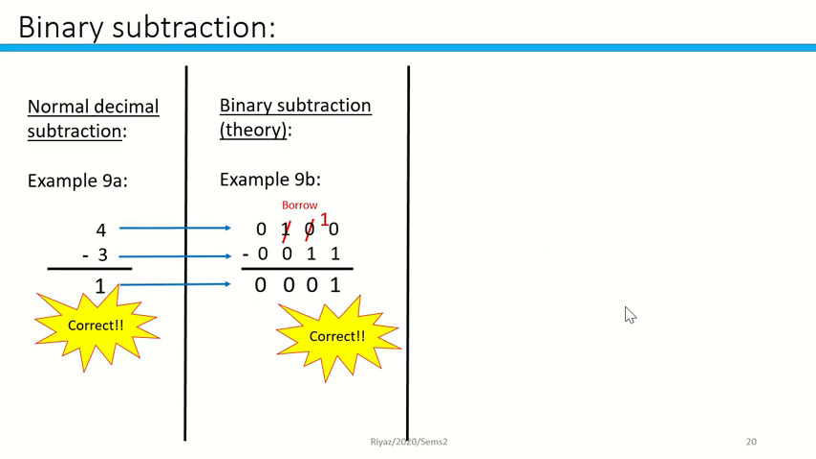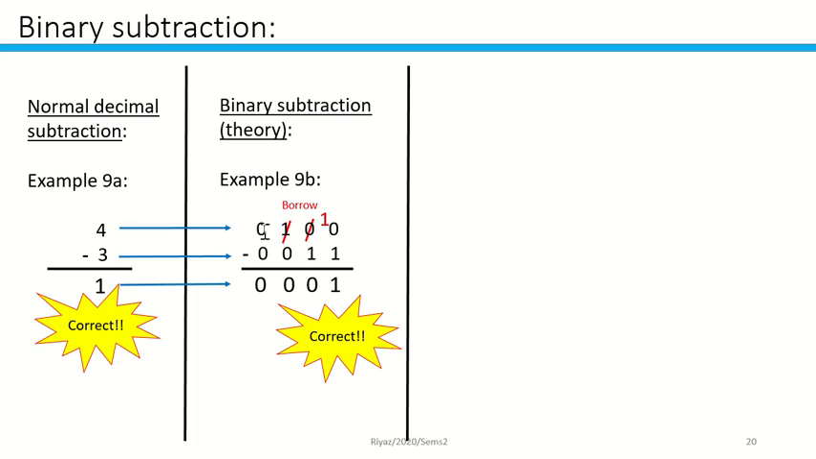So let's go for the binary subtraction. Normal subtraction, let's say we have 4 minus 3. So 4 minus 3 is very simple, just 1 as a result. Let's say we do it in binary subtraction. So 4 is equivalent to 0, 1, 0, 0. And 3 is equivalent to 0, 0, 1, 1.